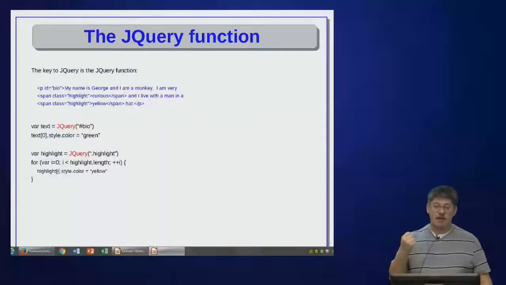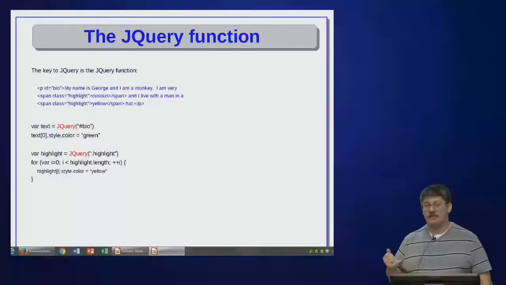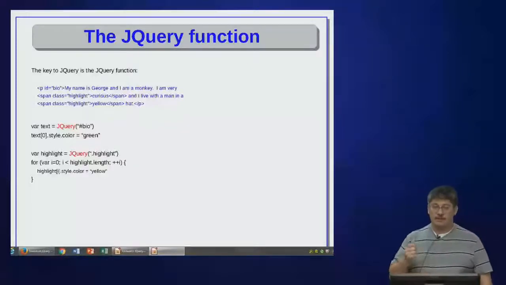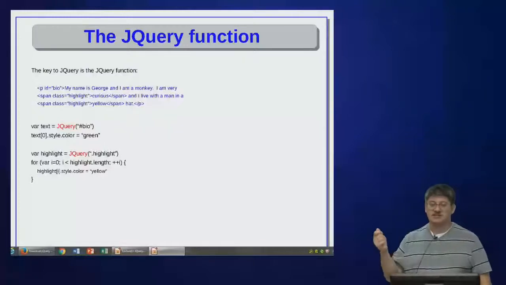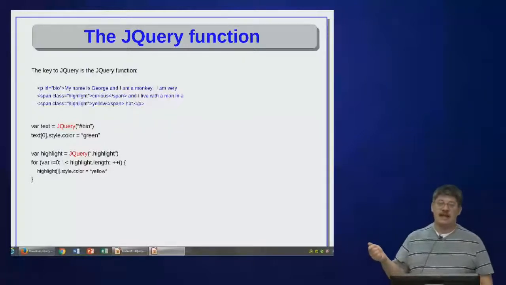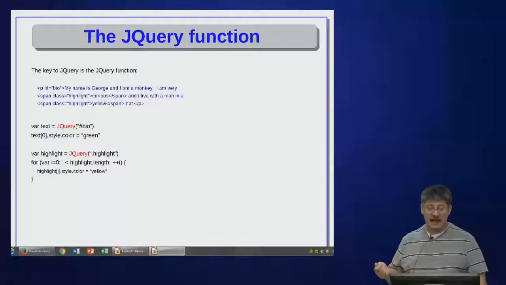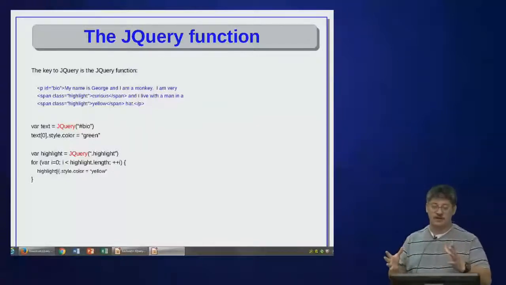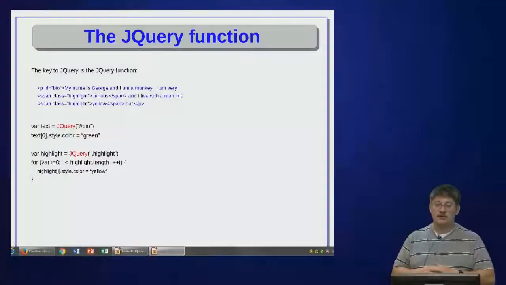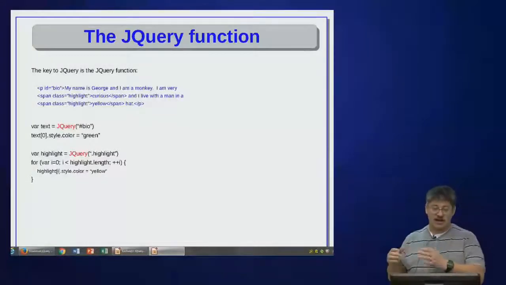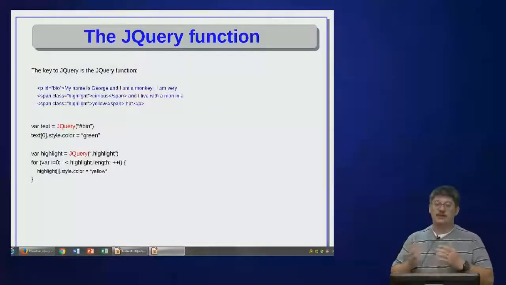And now I have the DOM object. Actually what I have is an array of objects, which includes the DOM object, but we'll pretend for a minute. And I can go to that object and say .style.color gets green, and that will change all the text of that paragraph to green. Then I can make another variable named highlight, and I can use the jQuery function to fetch all of the elements in my page in the highlight class. And notice I just use what looks like a CSS selector, .highlight. And then I can use a for loop to loop through them all and set their color to yellow.